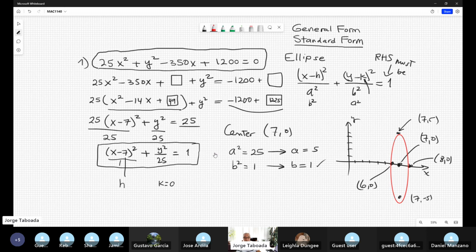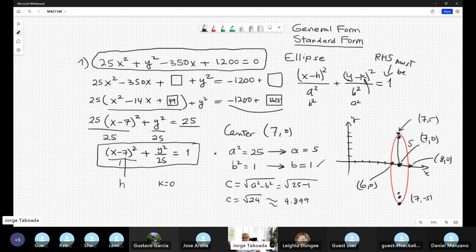I need to find the focus. The focus is c, and the formula is the square root of a squared minus b squared. A squared is 25. B squared is 1. This is 24. c is the square root of 24. But this is not a perfect square number. However, you approximate it as 4.89. It's a little bit smaller than this distance. This distance is 5. The focus is very, very close to the vertex.